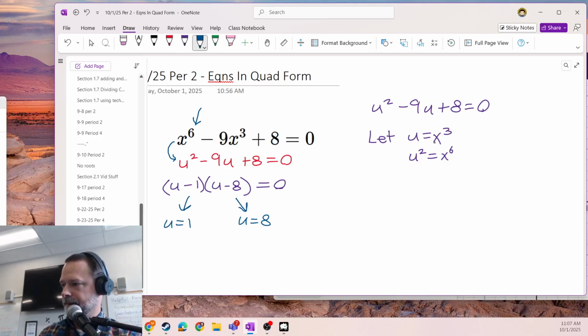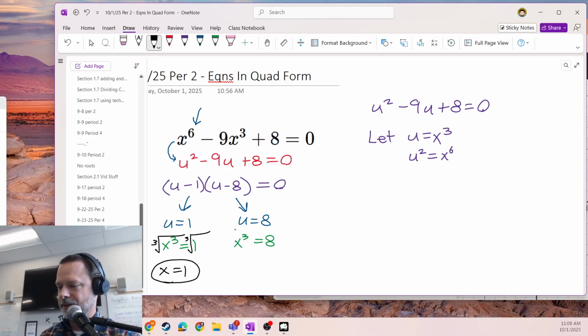u was x cubed. So we're going to have to rewrite this. Actually, what we got is x cubed equals 1, and x cubed equals 8. So I'm almost done. I'm almost got my solutions. And we saw from the graph already there are two solutions. Even though it's x to the sixth, there's just two solutions. So we take the cube root of both sides, and we get x equals 1. That's one solution, so that didn't change. Cube root of 1 is 1.